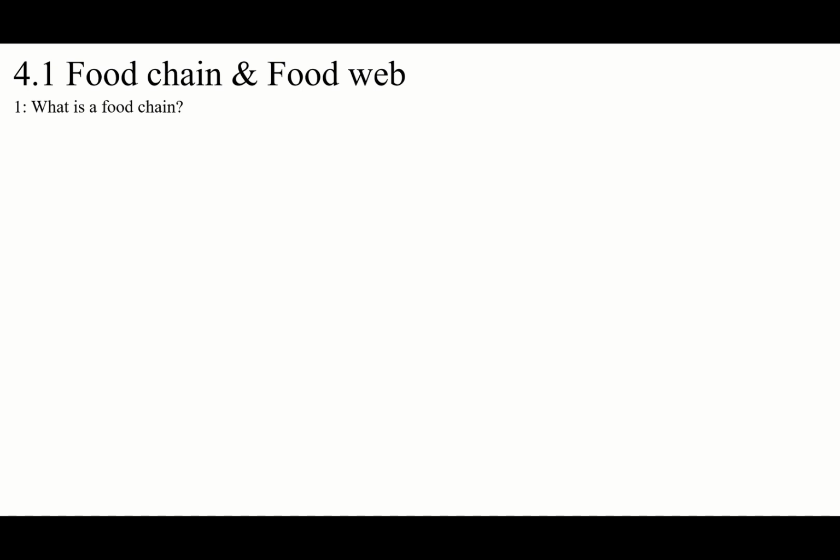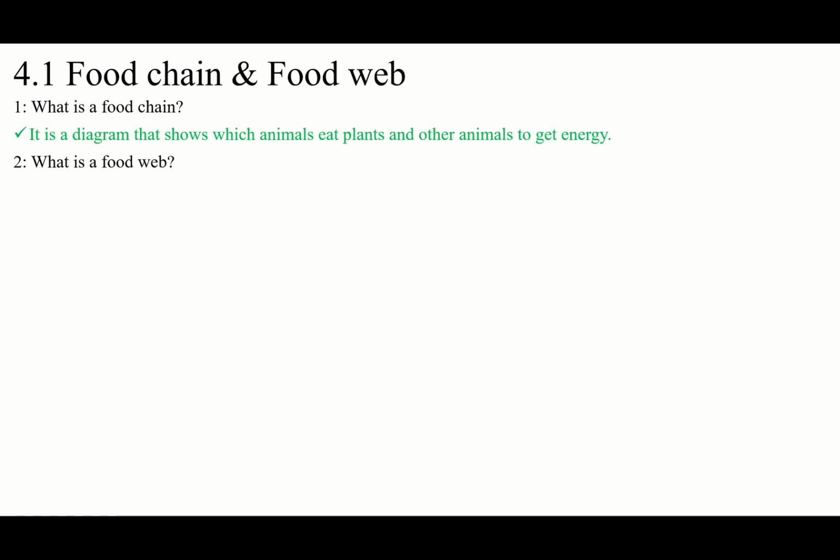Number one, what's a food chain? You have 10 seconds. Bravo! Food chain is a diagram that shows the animals eat plants and other animals to get energy. That's it. Number two, what's a food web? You have 10 seconds. Great. Food web is like the food chain, but like a combination of the food chains. Food web is linking some food chains.